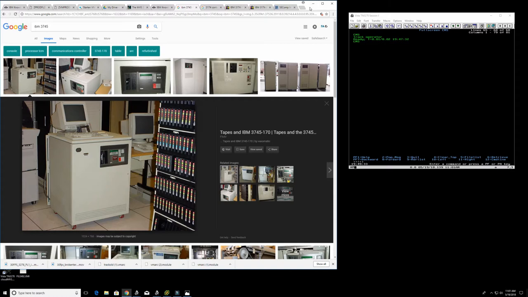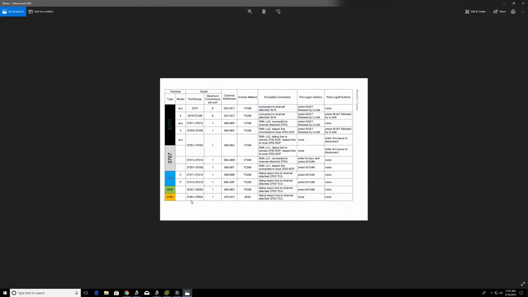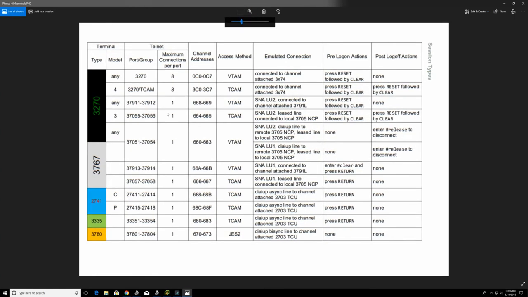Now, in TK4, Jürgen Winkelmann, the creator of TK4 and the maintainer of this distribution, actually wrote a 3705 emulator, which is present. Let me see. I took this from the manual. I always read the manual. So let's make this a little bigger. He has a table in his manual, Jürgen, and that's why you should always read the manual, that tells you how terminals are attached to TK4, to MVS. Okay, so this is the part where you use 3270s. We'll focus only on that.